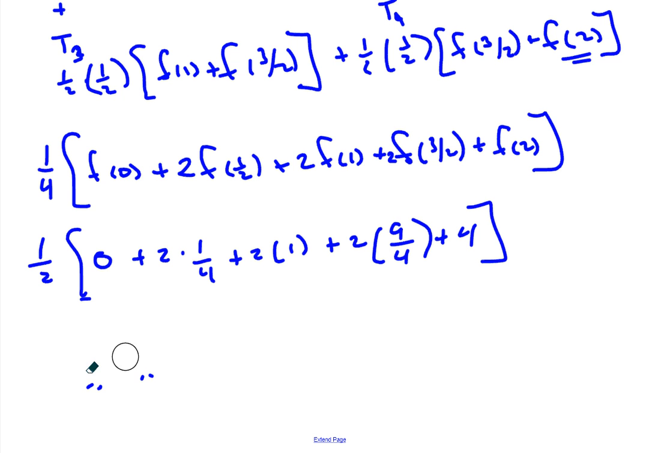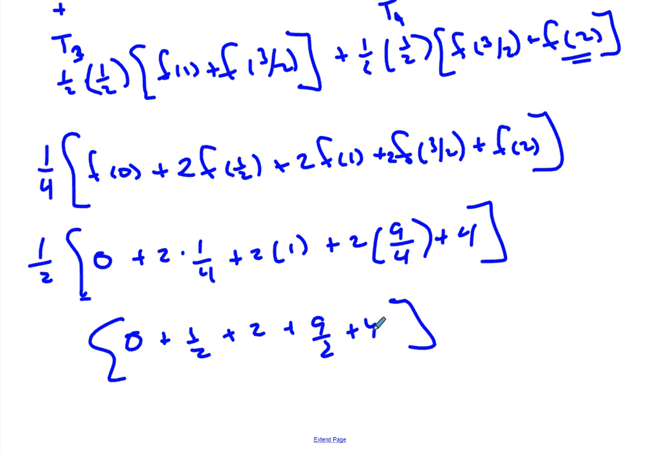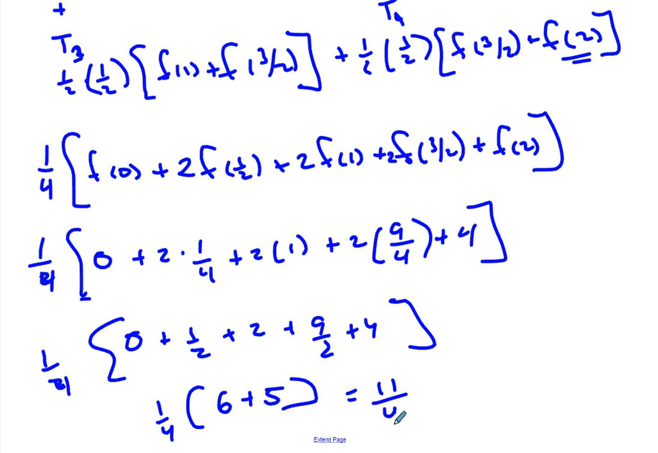We will then add these together. Half plus 2, and then plus the 9/2 plus 4. What we have is 6 plus 10/2, which is 5, so that's 11, times 1/4. 1/4 right there, and what we have right here is 11/4 for our approximate area.